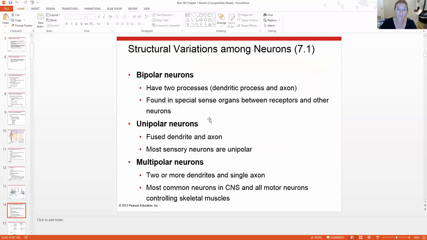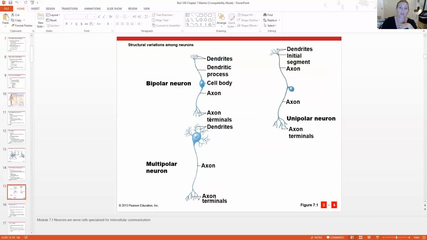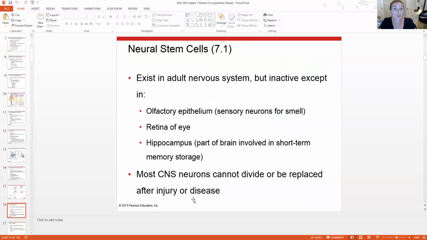These would have a fused dendrite and axon. And the multipolar neurons are like what I just showed you, with 2 or more dendrites and 1 single axon, the most common. So here's the bipolar with a very long dendritic process and the dendrites. Here's a unipolar where the cell body is off to the side and the dendrites and axon are fused. And then the multipolar is the most common, where you have dendrites all connecting to the cell body, then to the axon terminals. So let's talk about neural stem cells.